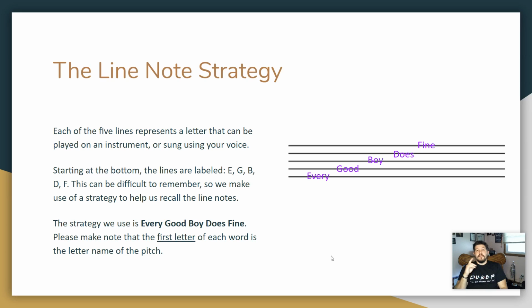So please remember, with this strategy, every good boy does fine is the one we're using here at Duker. The first letter of each word is the name of the line. Now, if you look at the staff and say, oh, that middle line is boy, and you go talk to a middle school musician, like a friend who's in band or choir, they're going to look at you and be like, no, it's a B, and give you a little bit of a hard time about it. Because yes, we do use the strategy word boy, but that's not what the line is. The line is the letter B. So that's an important thing to remember, that the first letter of each word is what gives you the name of that note.